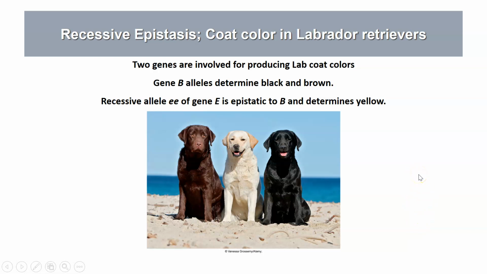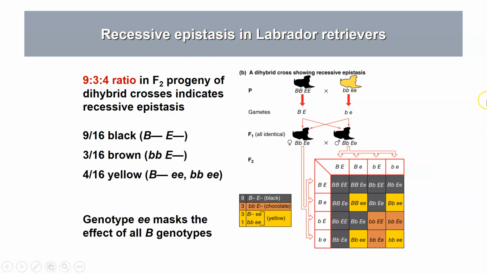Second example of recessive epistasis is in Labrador retrievers. And in Labrador retrievers, there are 3 varieties: black labs, chocolate labs, and yellow labs. There are 2 genes involved, gene B and gene E. In this example of recessive epistasis, being homozygous recessive at the E gene is going to block expression of the B gene. This shows how that works. It'll be in a dihybrid cross in dogs.